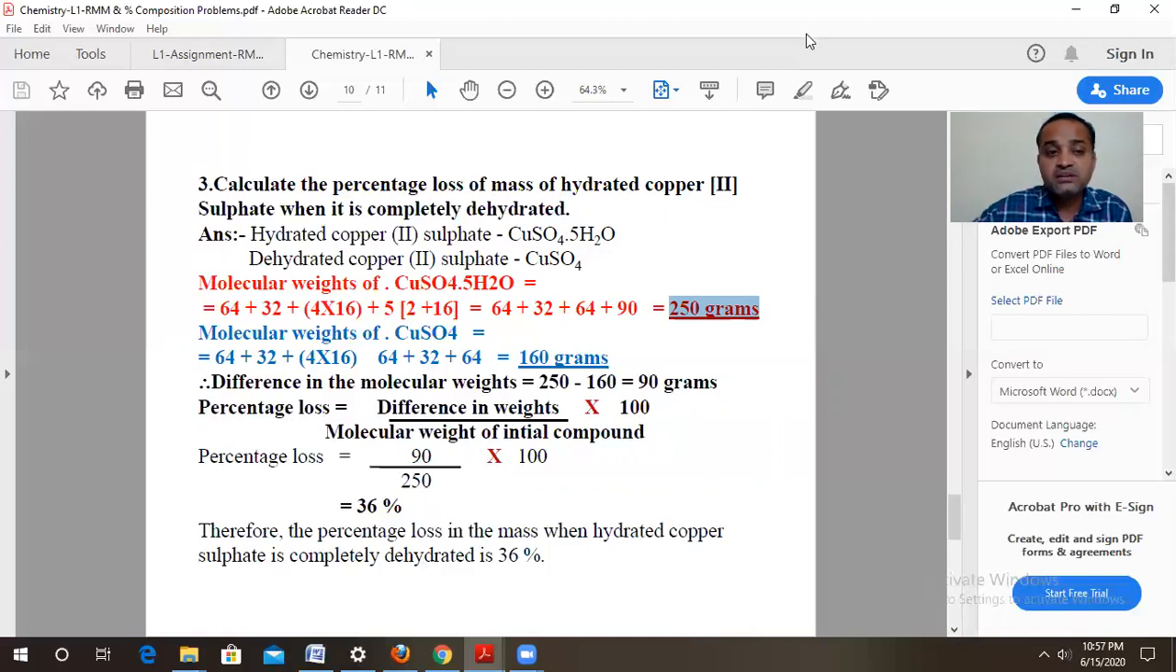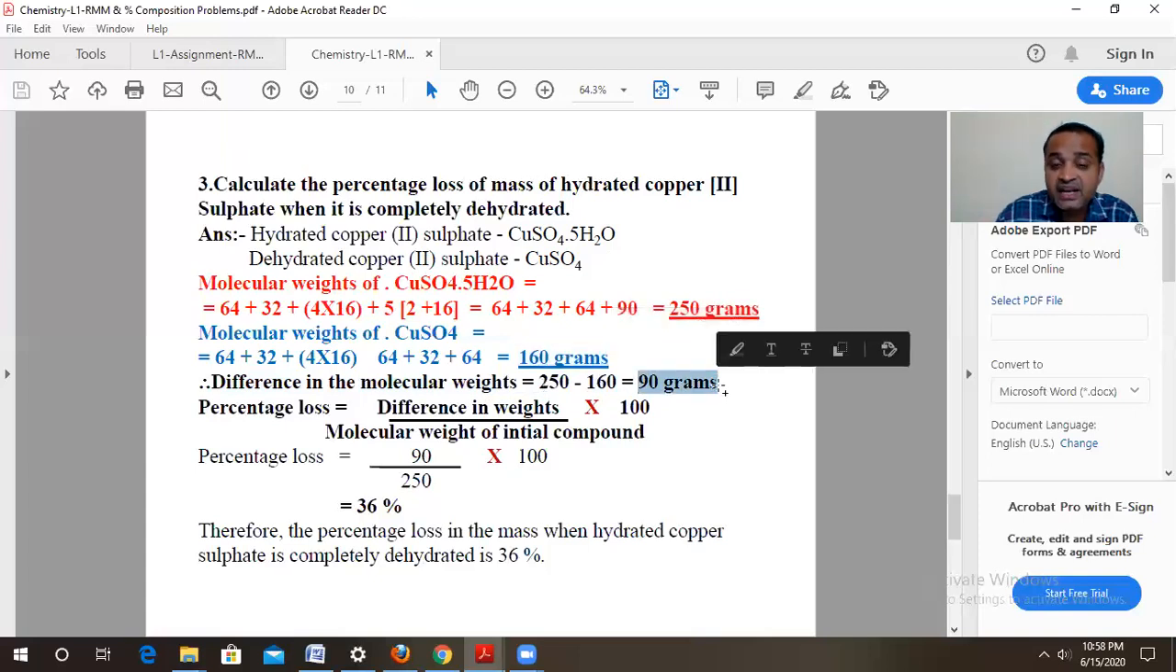Go through the calculation part. Yes, 64 plus 32 plus 64 plus 90, that is 250. Now dehydrated, there's no any water molecule. So it will be 64 plus 32 plus 4 into 16. That is equal to 64 plus 32 plus 64, that is equal to 160 grams. So what is the difference in the molecular weight? Hydrated is 250 and dehydrated is 160. So total 250 minus 160 is equal to 90 grams. The difference is 90 grams.